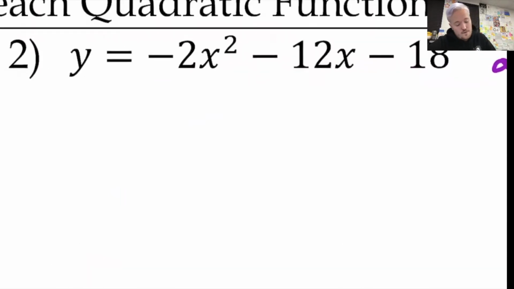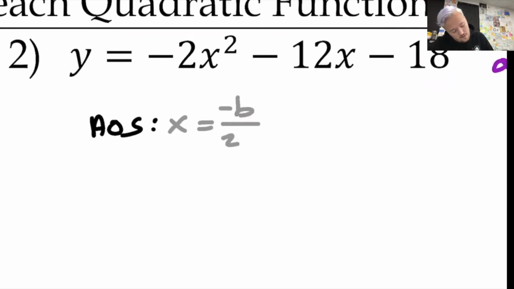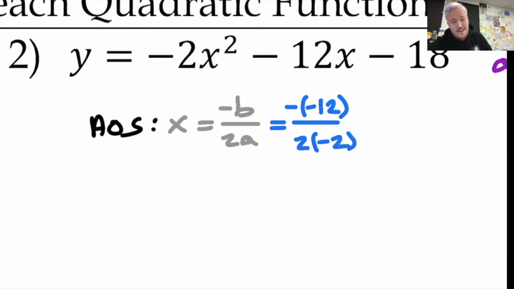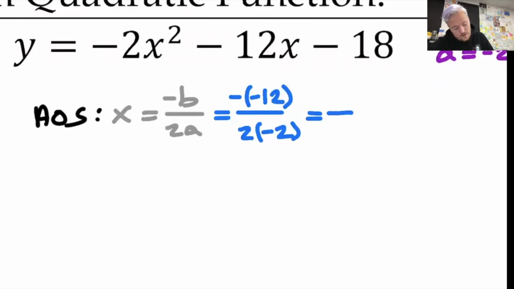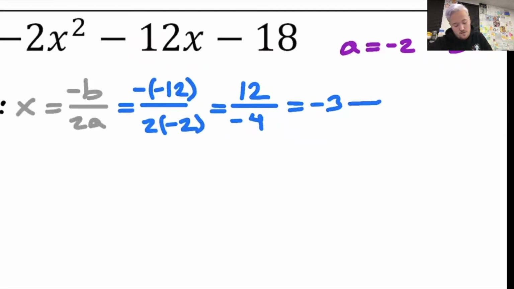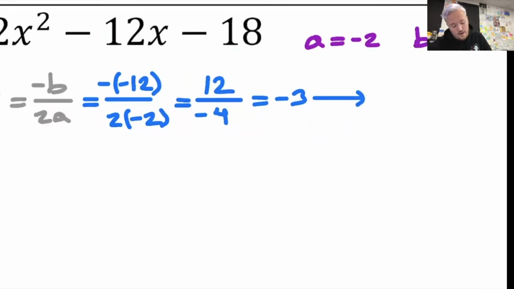Once again, start by finding your AOS using the formula x equals the opposite of b over 2a. So the opposite of b, I'm going to have a negative of -12, all over 2 times -2. When I simplify, I'm going to have a positive 12 over -4, which simplifies to -3. So now I know my AOS here is x equals -3.